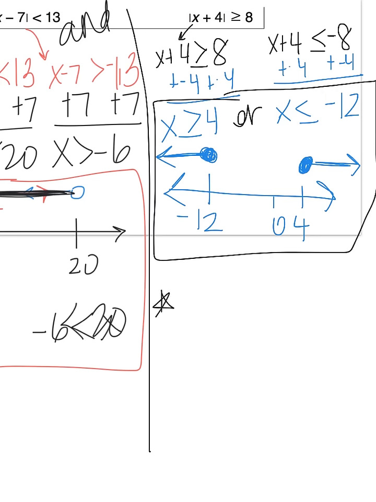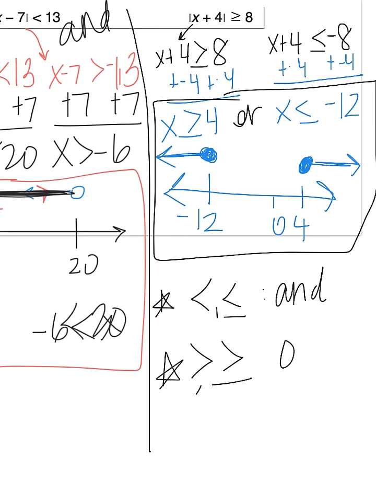So here's what you need to write down. When you have less than, it is going to be an AND statement. When you have greater than, it's going to be an OR statement. Something that helps me is greater and less and. There's kind of a play on words there to help you remember.